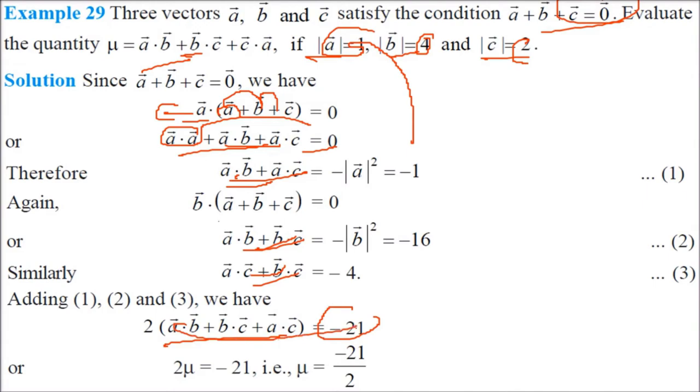So this final expression is equal to mu, because this is mu only. So negative 21 by 2 will be mu. This is going to be the final answer.